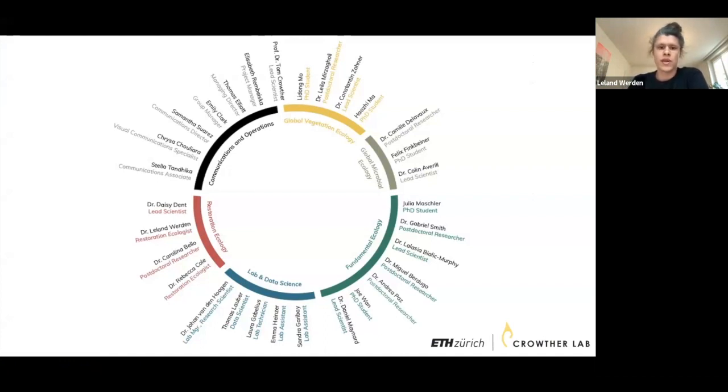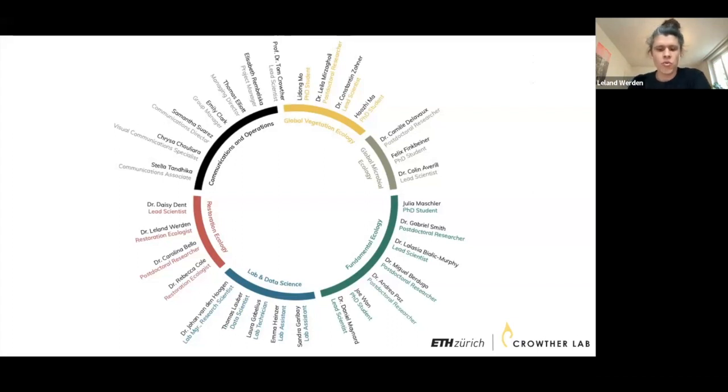It's very rare that an academic institution has a lab that works across basically every single ecological field within the same group. So we have data scientists that solely focus on data analysis. We have theoretical ecologists. We have a communications team, and then there's everything in between. And then the more applied side of things is restoration ecology. My colleagues there, Dr. Daisy Dent, Caro Bello, and Rekha Cole, and I all work together on some restoration topics.